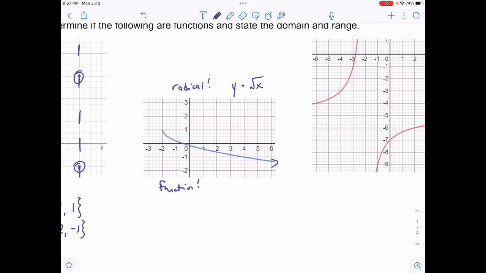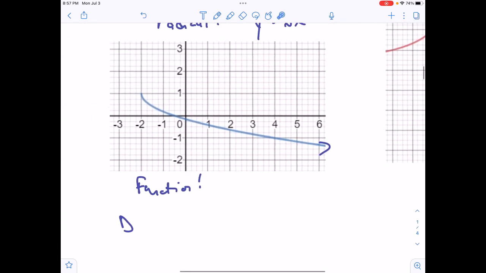We're going to write now our domain and our range, and just to change it up, let's do it in set notation instead. My domain starts at -2. My graph doesn't go any further to the left than -2, and it does indeed hit -2, which means that I'm going to use a square bracket with my -2.